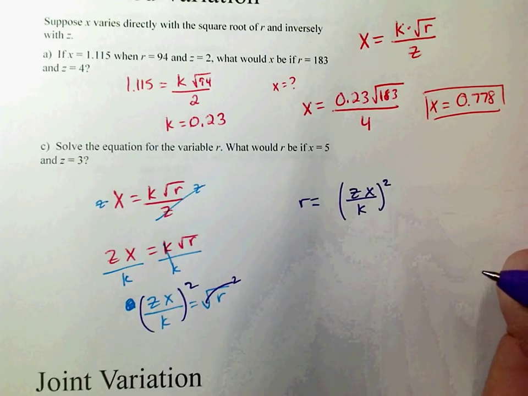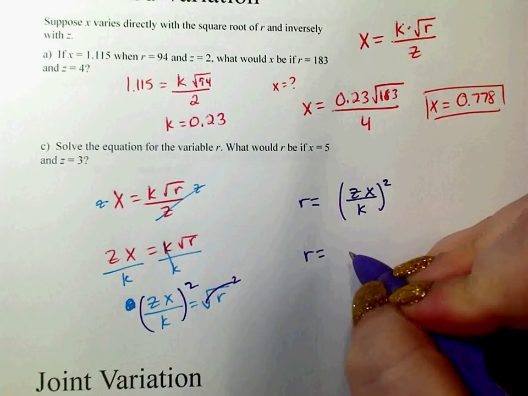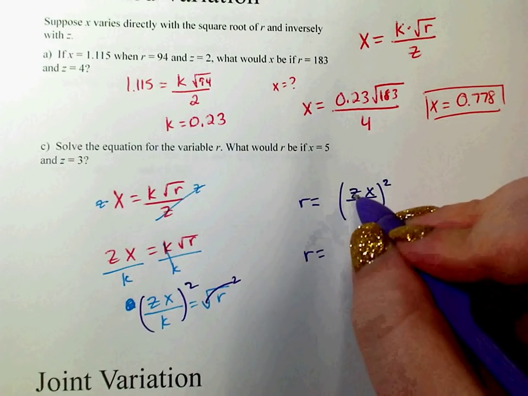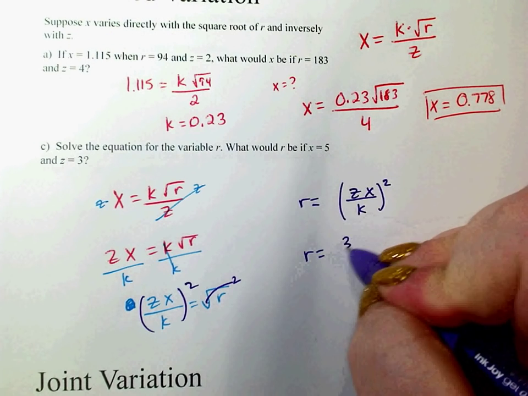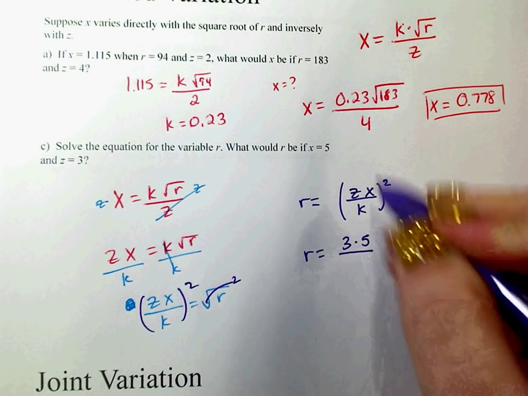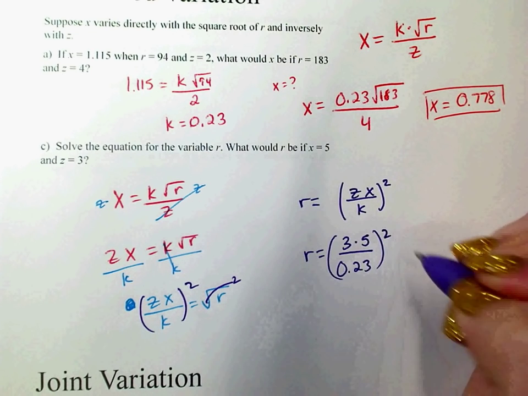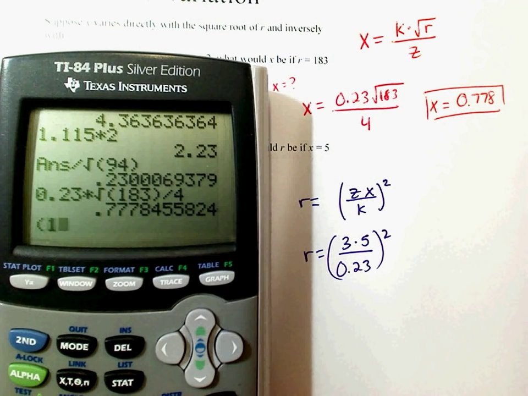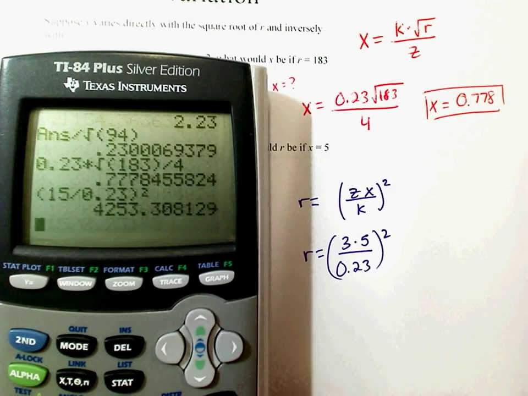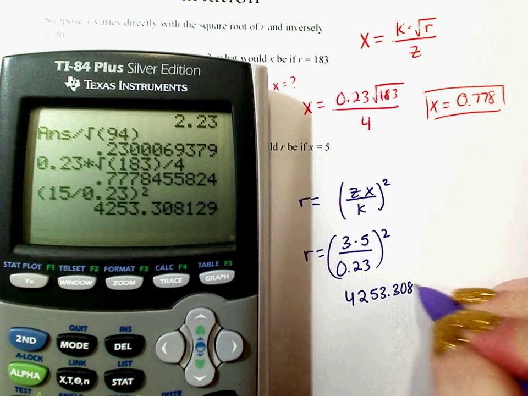So this says what would r be if x is 5 and z is 3? So z is 3, x is 5, k is 0.23, and we're squaring it. So 15 divided by 0.23 squared is 4253.308. And there you go.